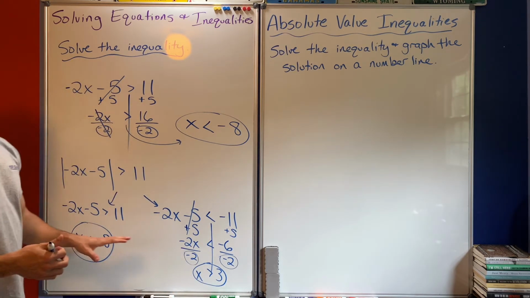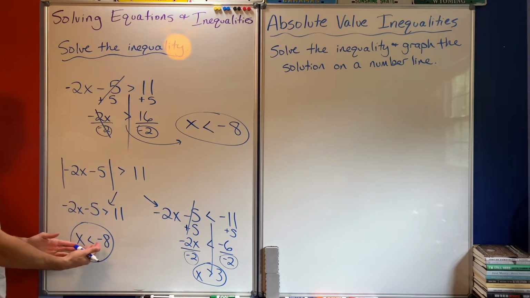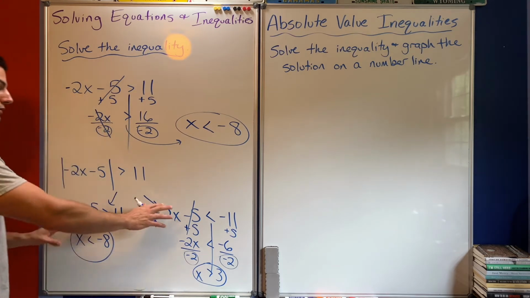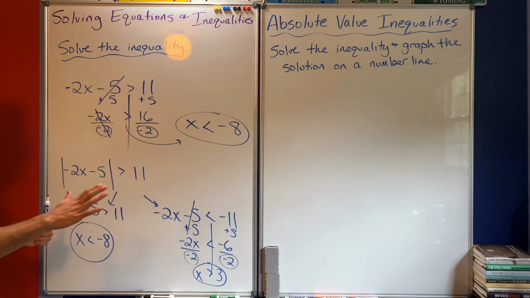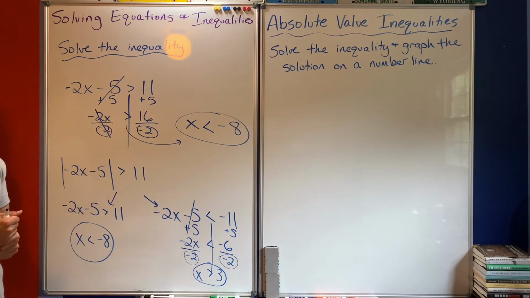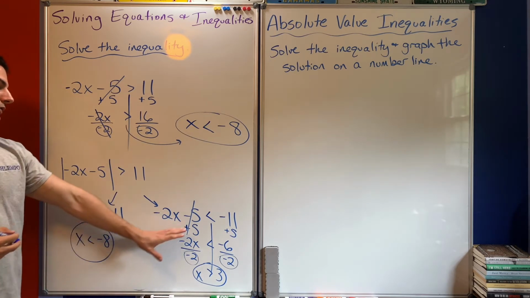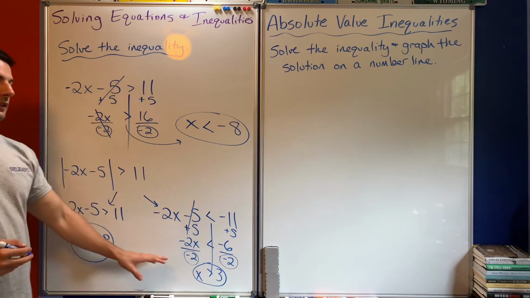But just like absolute value equations in the last video, I have two different solutions for my two different equations or inequalities when I split them up, okay? But the big thing that you're going to have to worry about here is flipping these signs around, okay?